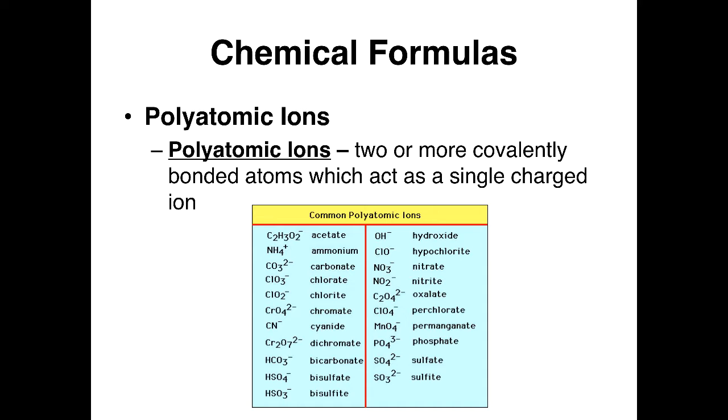So for example, hydroxide on the right here, OH, those are bonded together by a covalent bond. They have a -1 charge and they act as a single charged ion. On the left here you have chromate, CrO4, again covalently bonded together, and they have a charge going together as a -2.